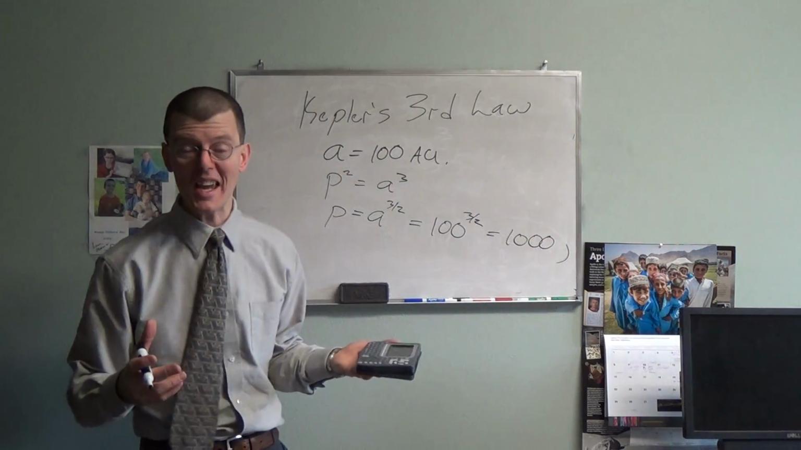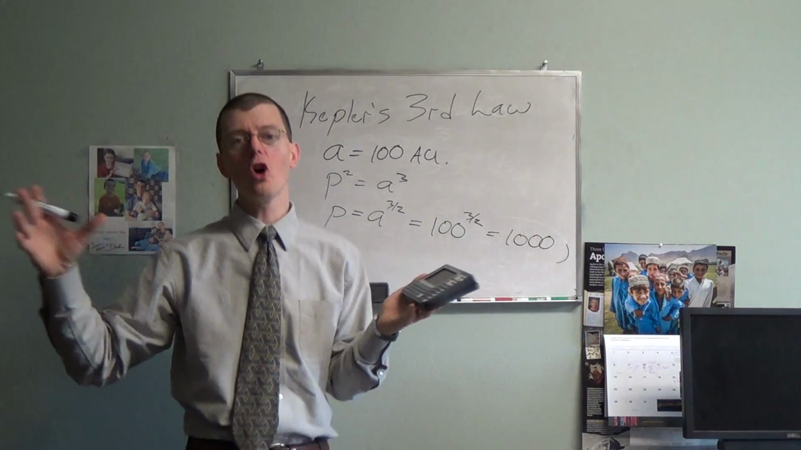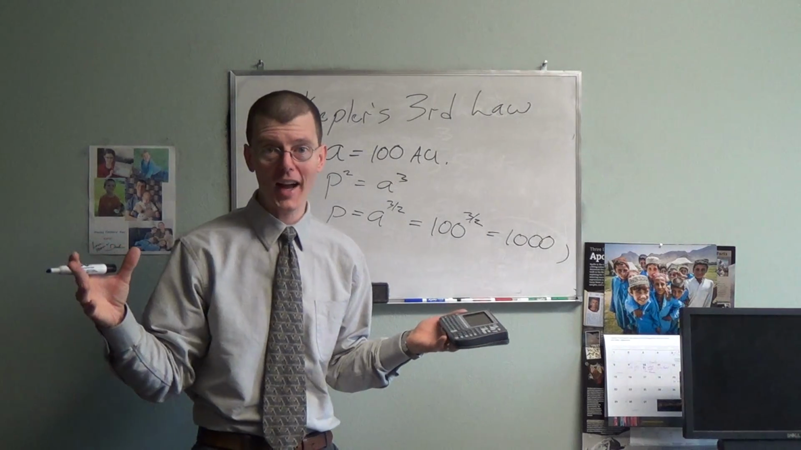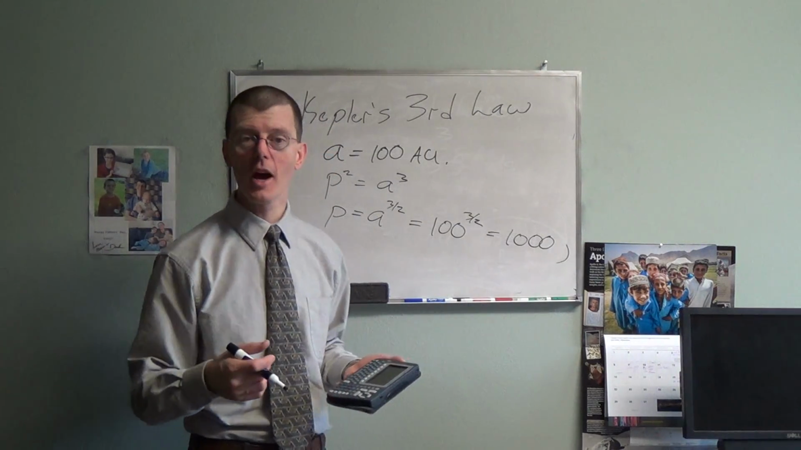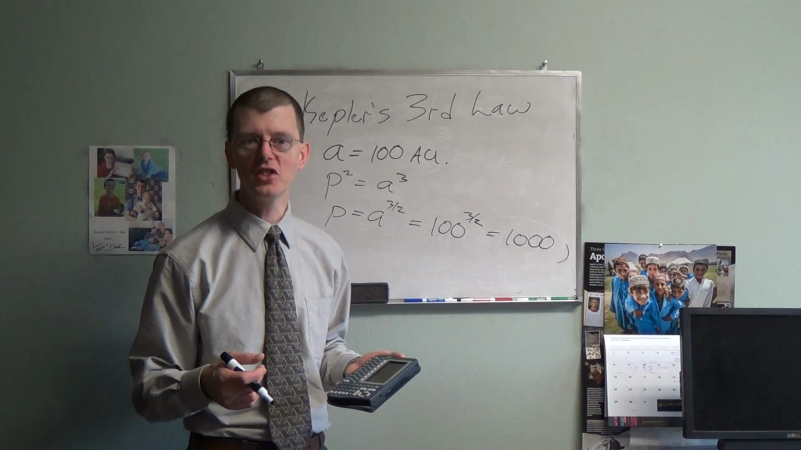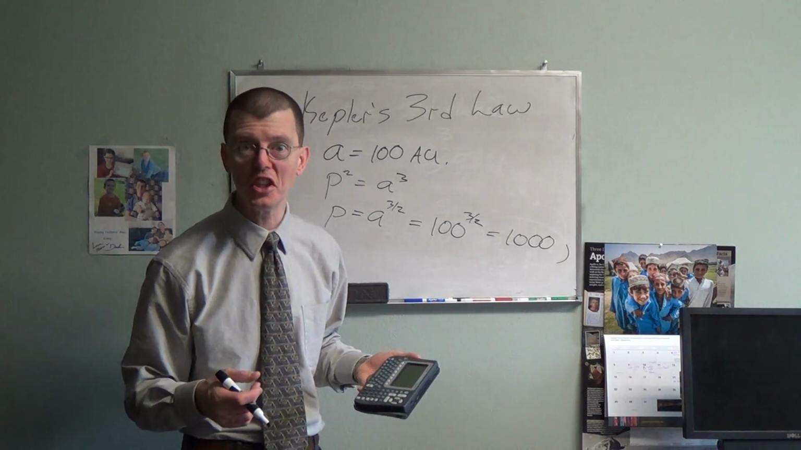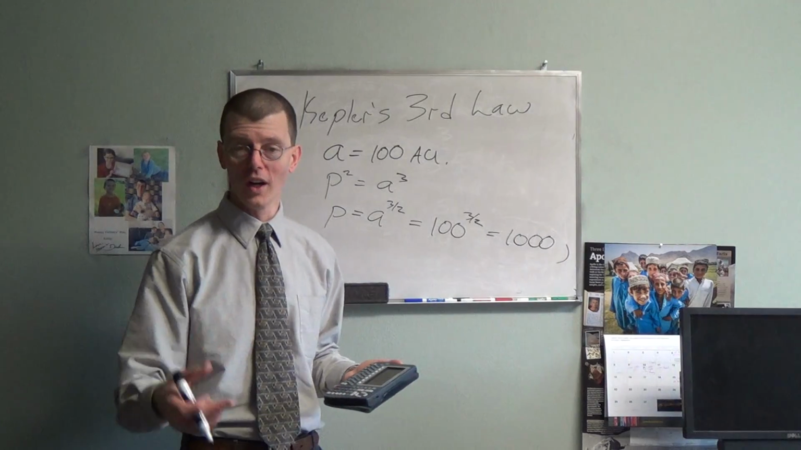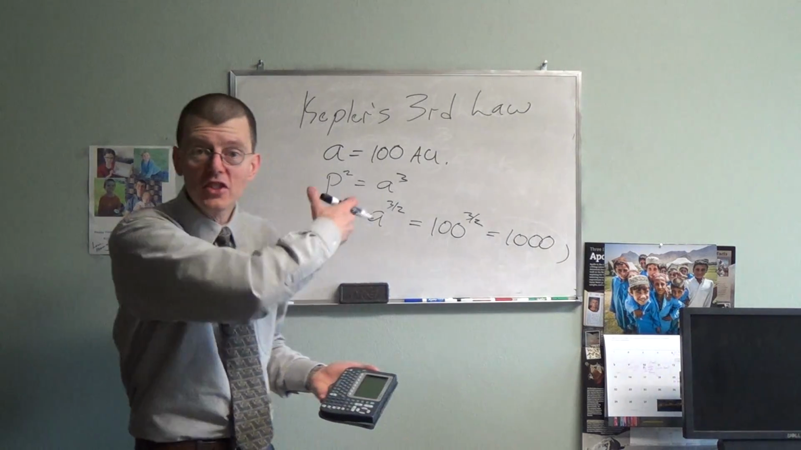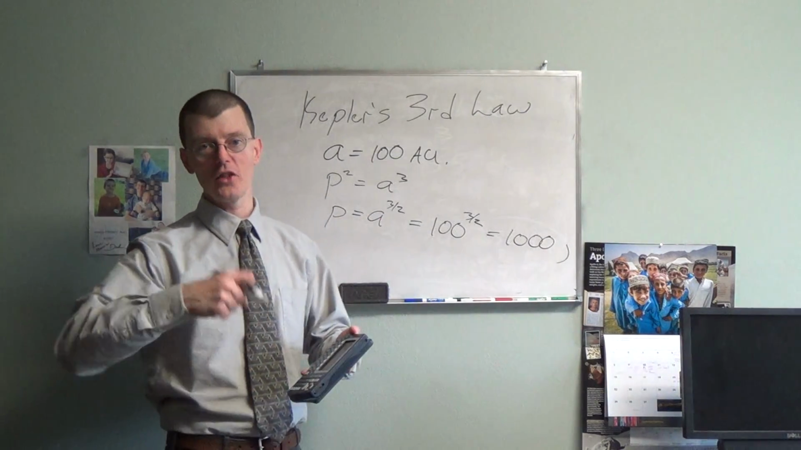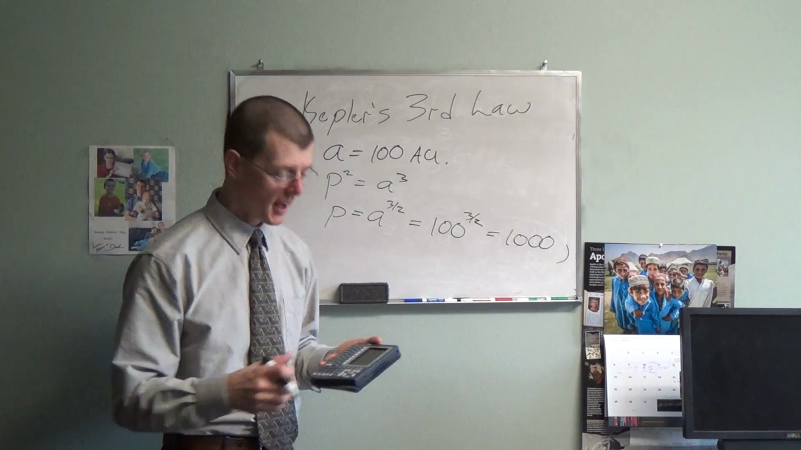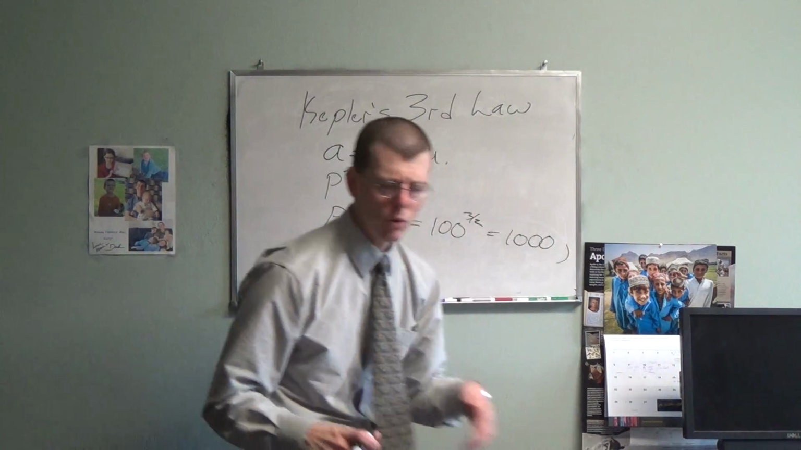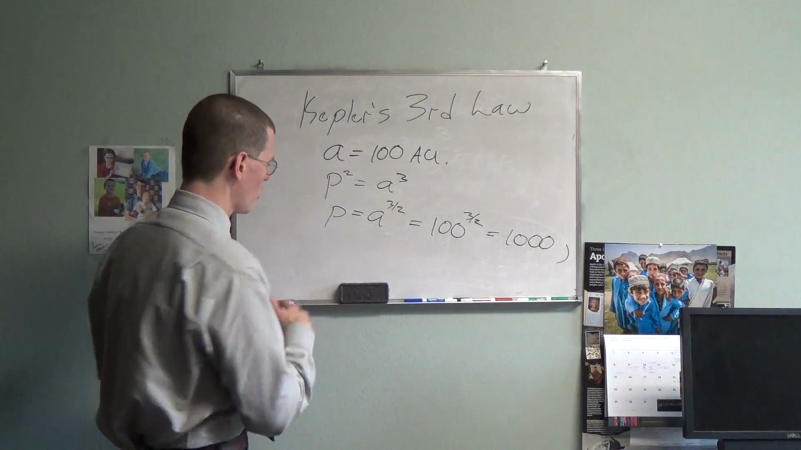So that tells me if I got a comet that's out there so far away that it's at a semi-major axis of 100 AU from the sun, that means it will orbit around the sun once every 1,000 years. Check it out, once every 1,000 years. And so this allows me to then calculate the period from the semi-major axis, or the semi-major axis from the period.